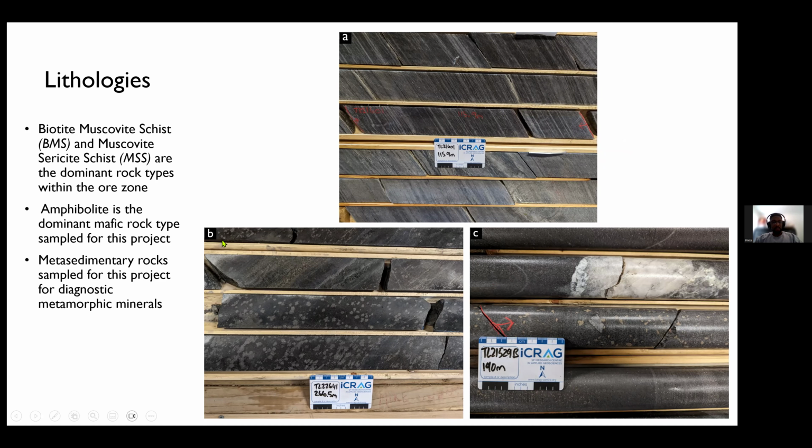Looking at panel B, we have our mafic volcanics. We classified these as amphibolites based on thin section work. And so these will be important for metamorphic observations as well as our PT modeling. And then in C here, we have some of our metasedimentary rocks. And again, these will be important for metamorphic observations as well as our PT modeling.